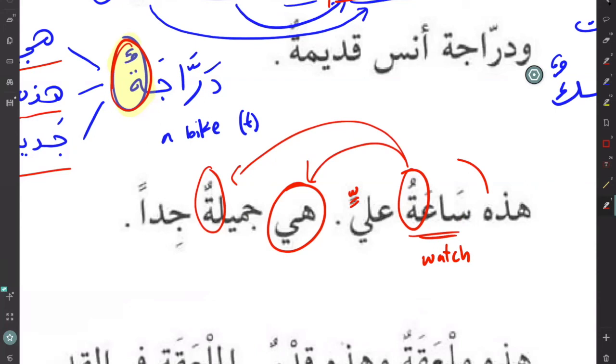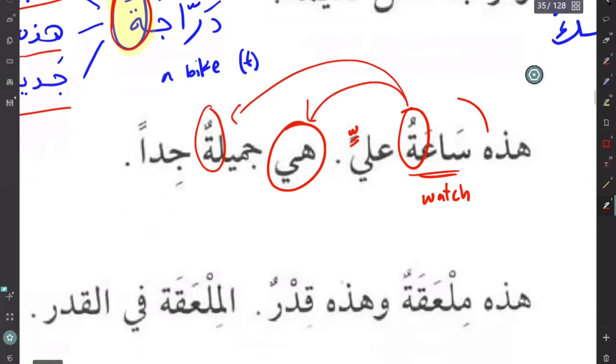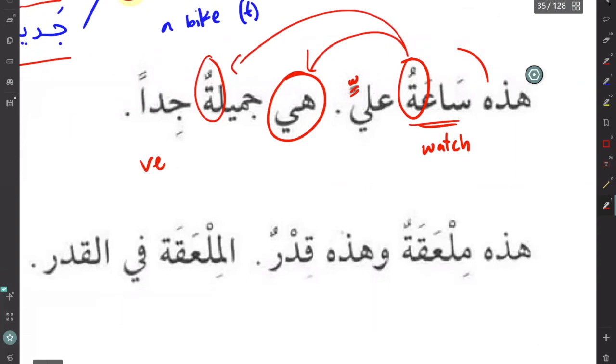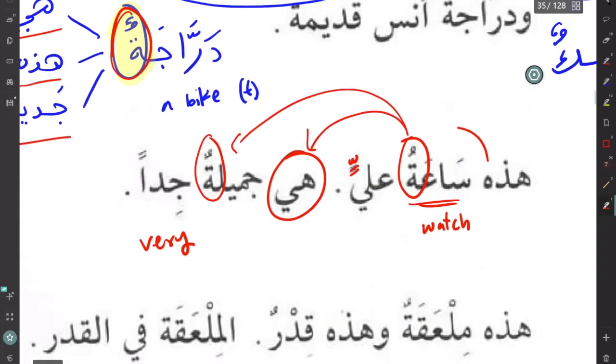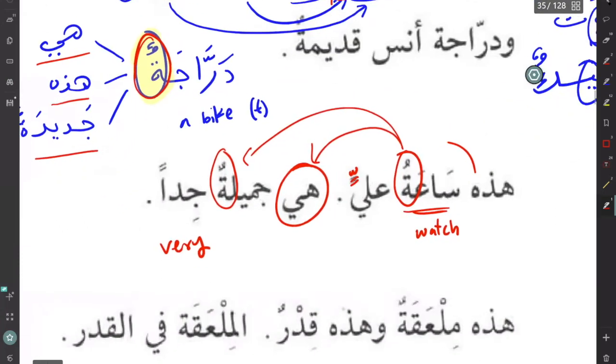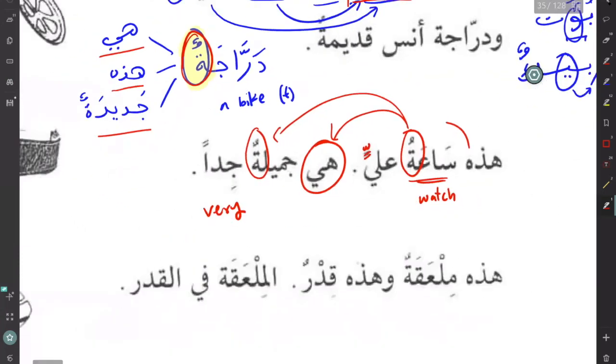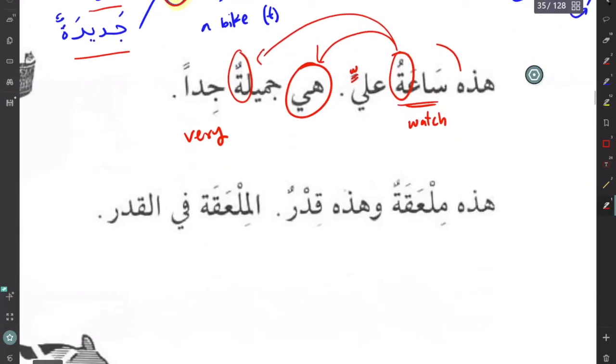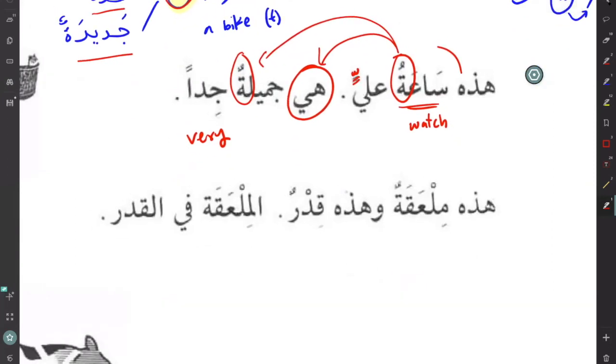Or the noun, not subject rather, the noun that you're describing. Okay, and jiddan is very... This is another word, jiddan. Okay, you guys have to know aydan and jiddan. It's a very nice word. You can use it all the time. Remember, you learned har. Har is hot. Har jiddan.